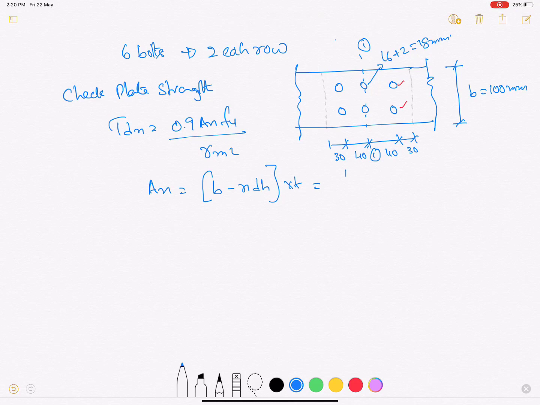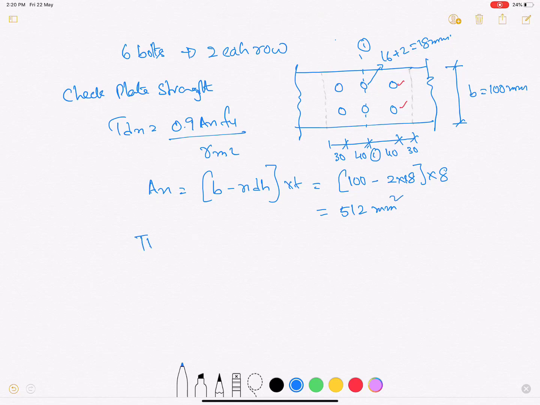So that means B equal to 100 minus 2 times 18, with number of bolts equal to 2 in a cross section, times the thickness of the plate. We have 2 plates. One is an 8 mm plate, another one is a 10 mm plate. We need to take the lowest thickness of the plate because that is the one that is going to fail first. So take 8 mm, which gives 512 mm square.